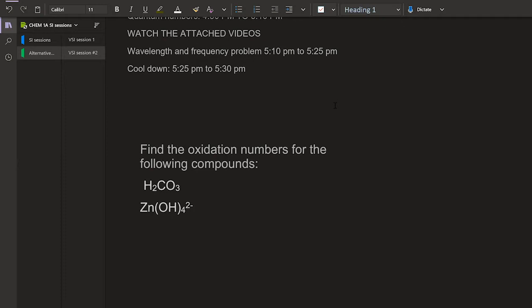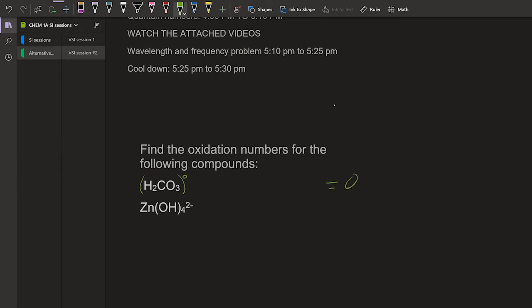So for H2CO3, we know that we have a neutral charge for the entirety of the compound. So the total charge is 0. So I'm going to set the whole thing equal to 0. And then we know that H has a +1 charge, and that's going to be times 2. We have 1C, and we have 3 times -2, because we know that oxygen has an oxidation number of -2 at all times, except for hydrogen peroxide.